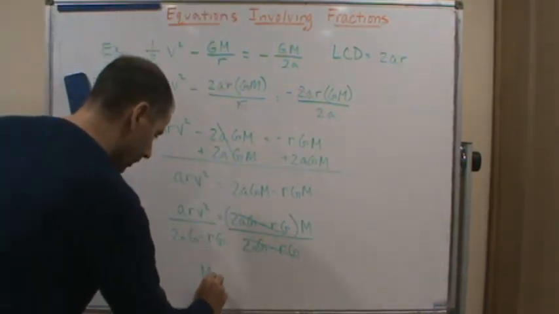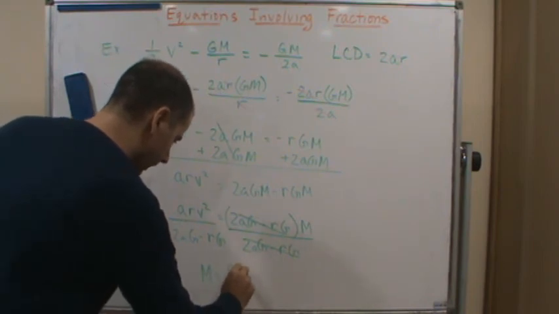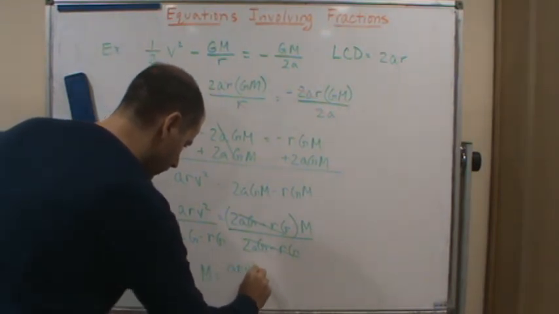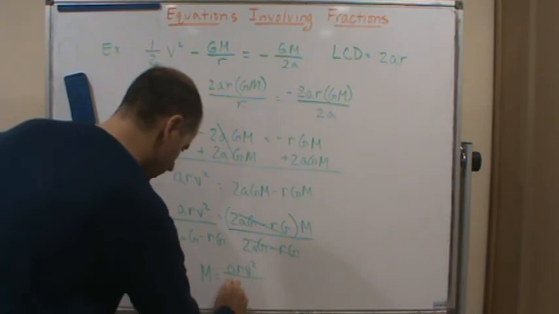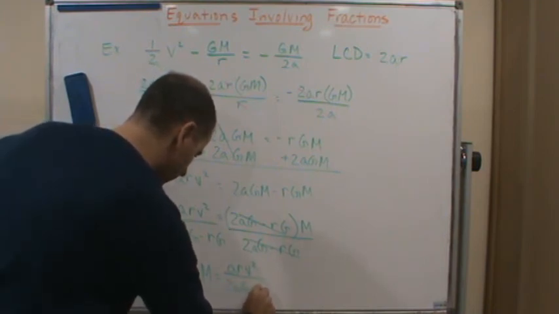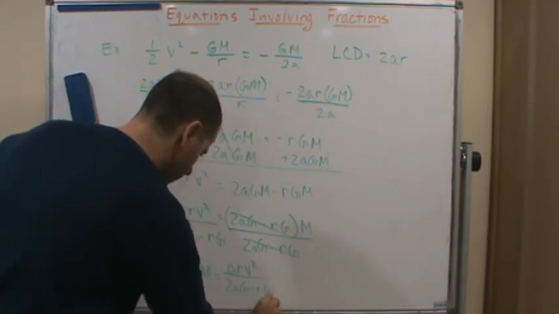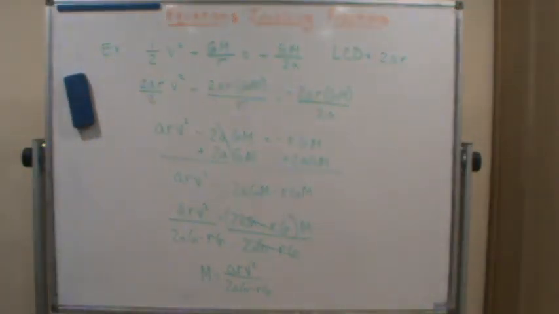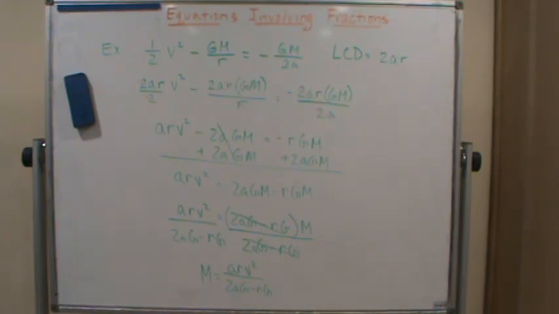And I get M equals AR V squared over 2AG minus RG. And that's it.